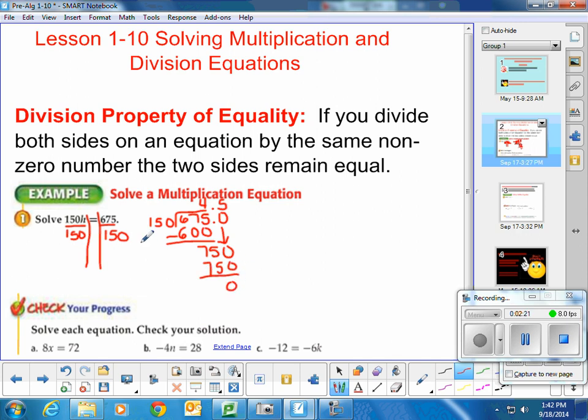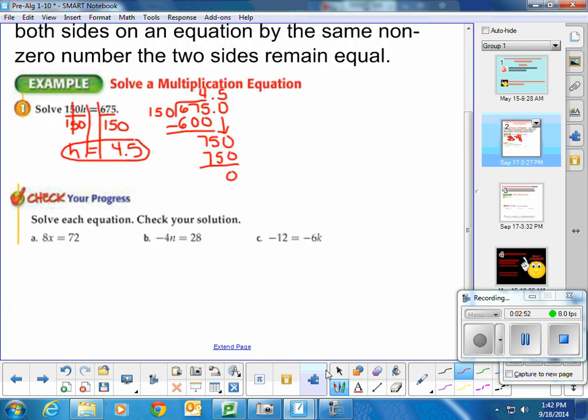So the answer, over here on the left, if you take 150 and divide by 150, you get 1, and 1 times h is just h. And on the other side, 675 divided by 150 is 4.5. You can still be checking your answers by plugging it back into the problem. 150 times 4.5 should equal 675. Now might be a good time for you to pause the video and try the next 3 on your own.